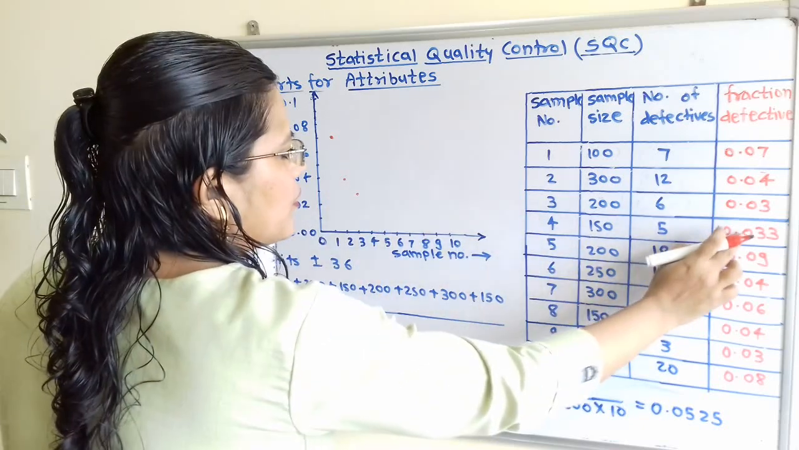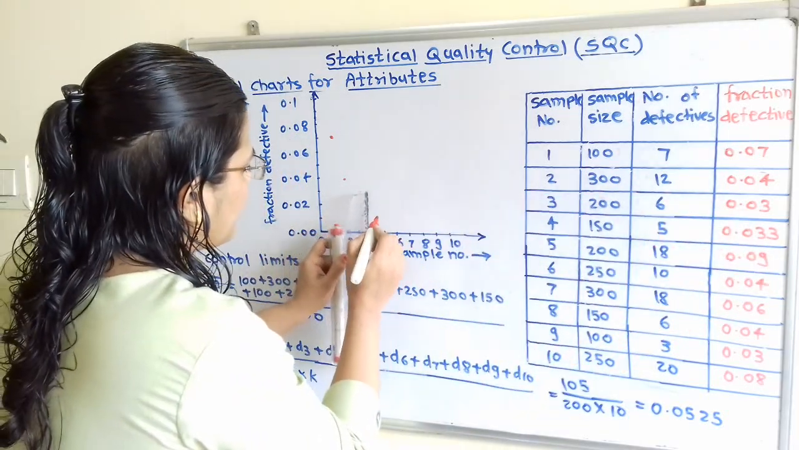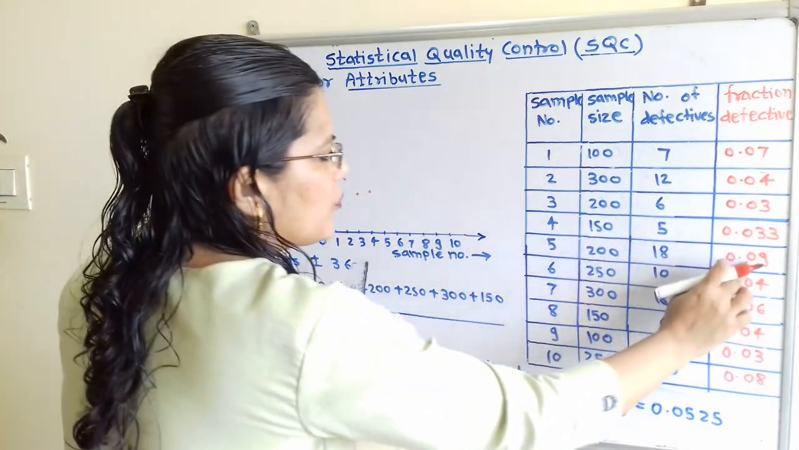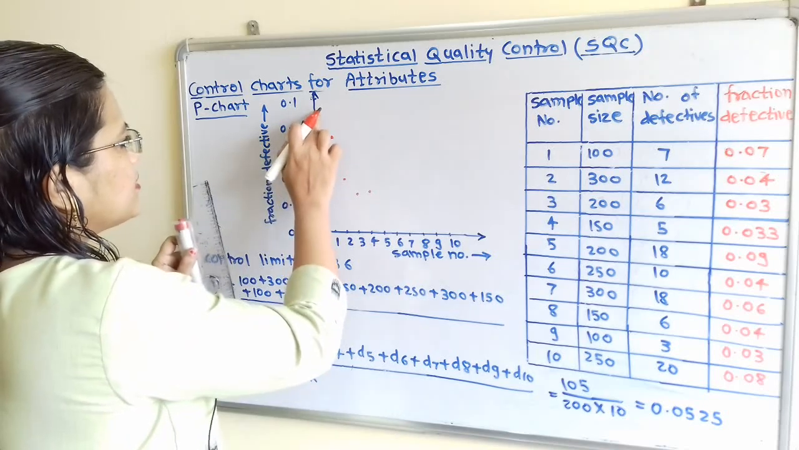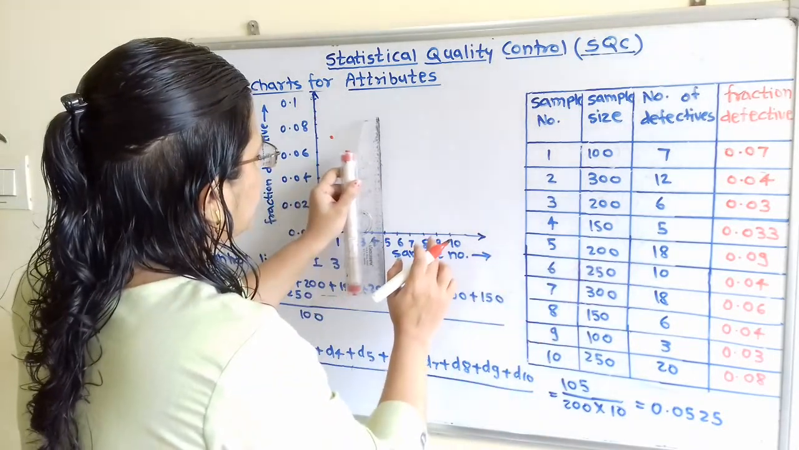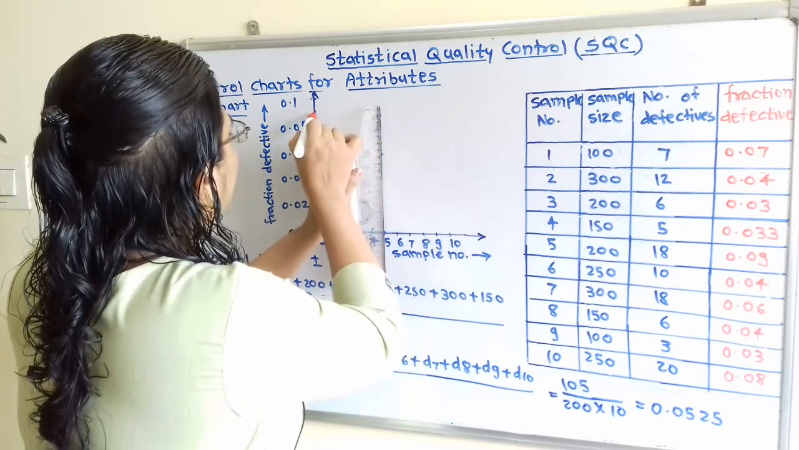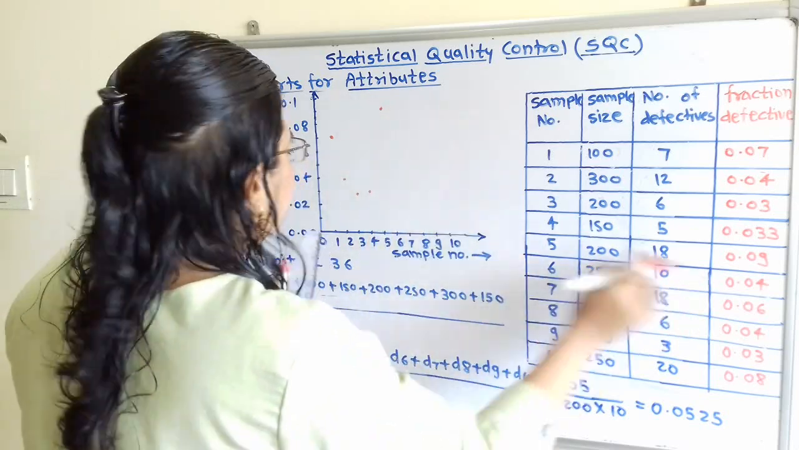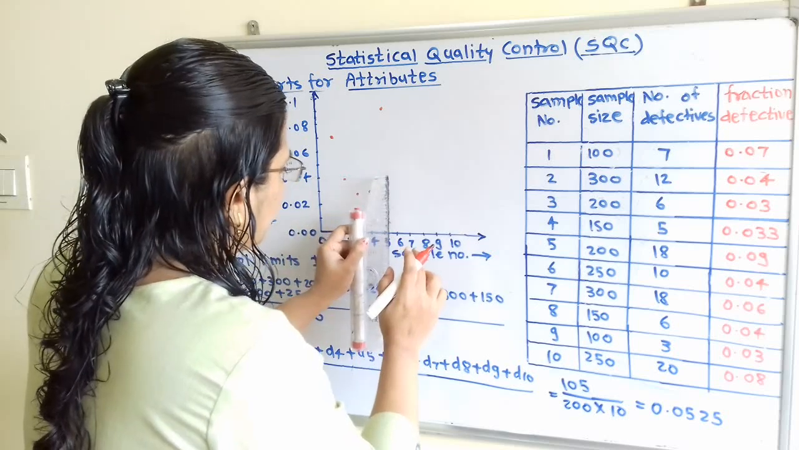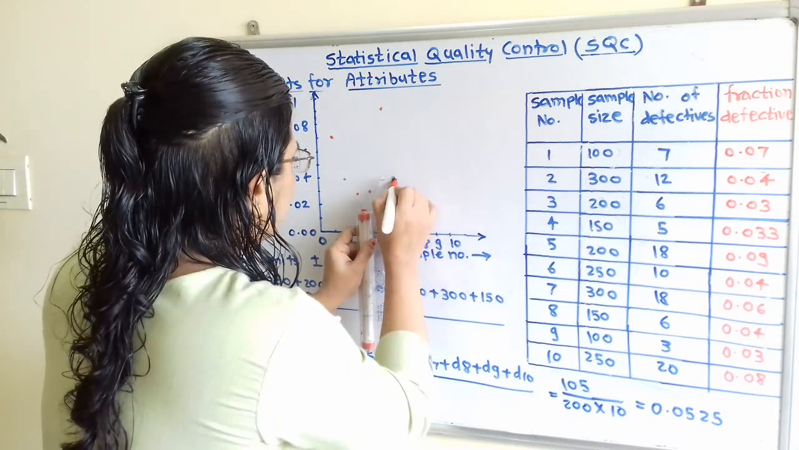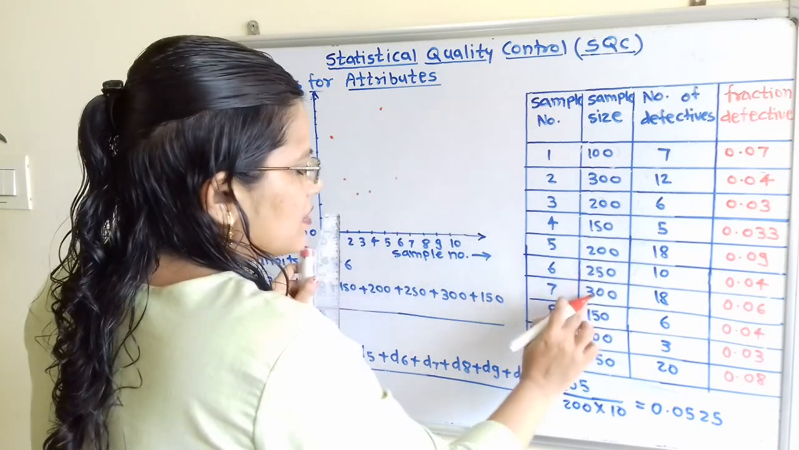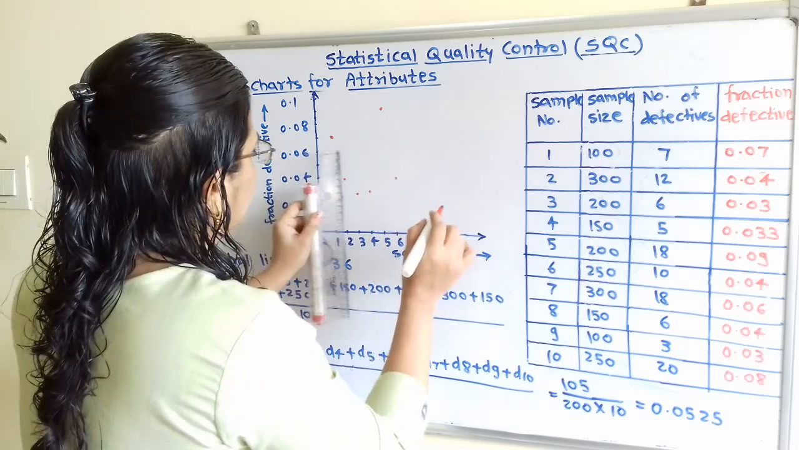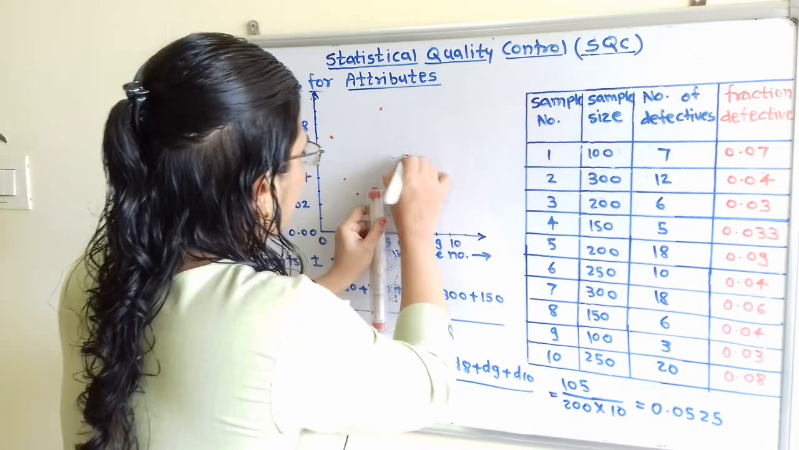Then next it is 0.033. So for the fourth sample number we have to take slightly greater than 0.03. Then it is 0.09, so here is 0.09. This is for fifth sample number. We will take vertical distance, then horizontal distance, and mark one point. Then 6, it is 0.04, so for sixth again we take 0.04. Then for seventh it is 0.06, so here is 0.06, and for seventh we plot one point.